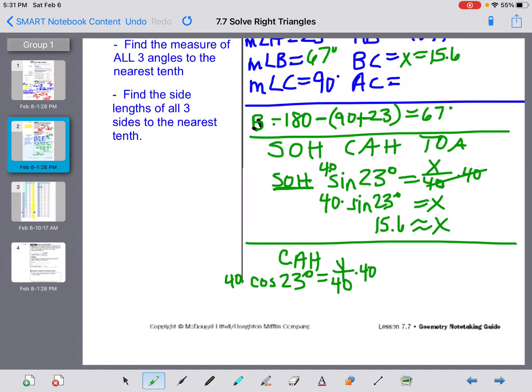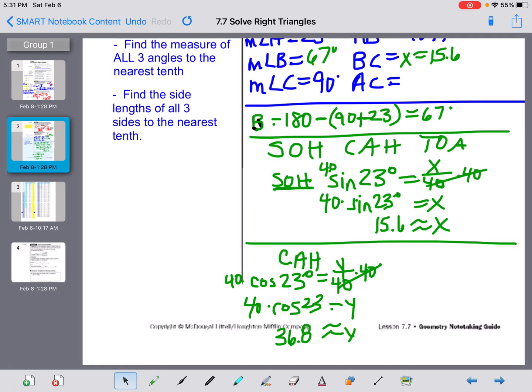And I'm going to get 40 times cosine 23. All right, that's my standardized test answer. I hit that on my calculator, and I get 36.8. Okay.